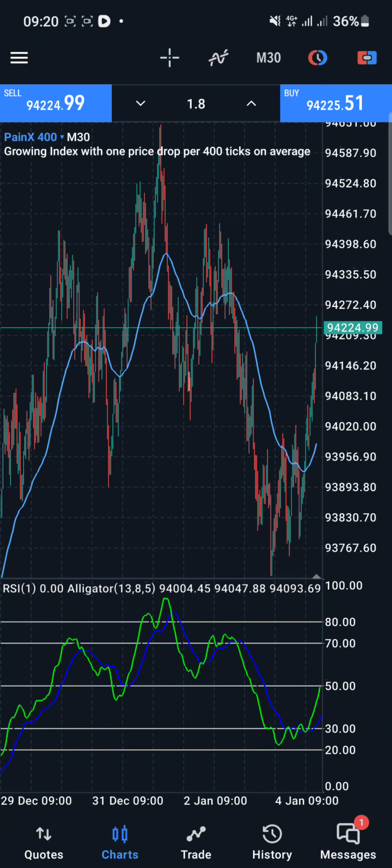Okay, guys, let's go straight into what we have right here. So this is a simple mobile setup, and you're going to love every bit about it. I'm on 30-minute time frame, and I'm going to go straight into it. Okay, let me first of all show you the setup.